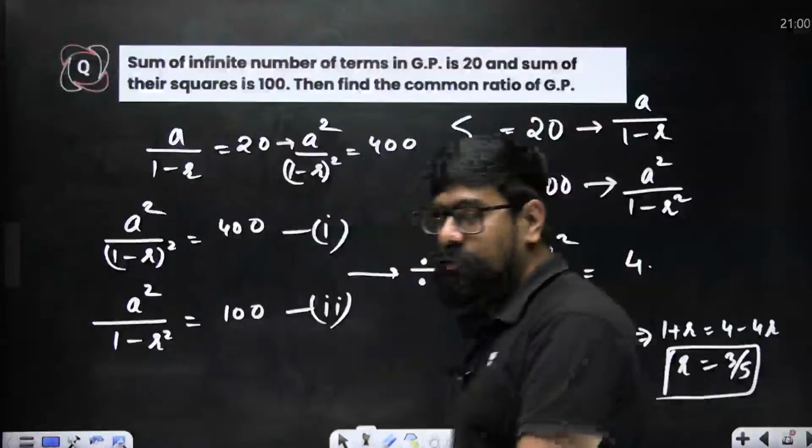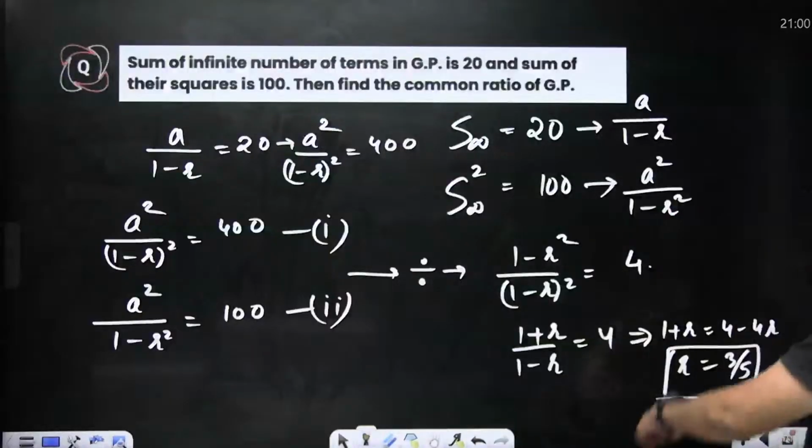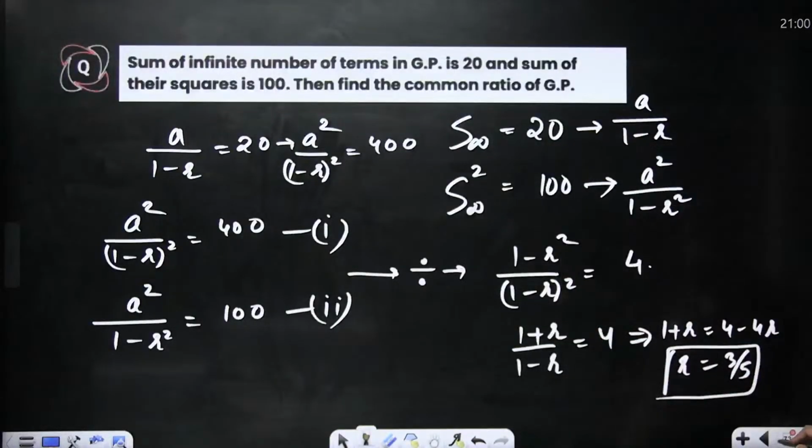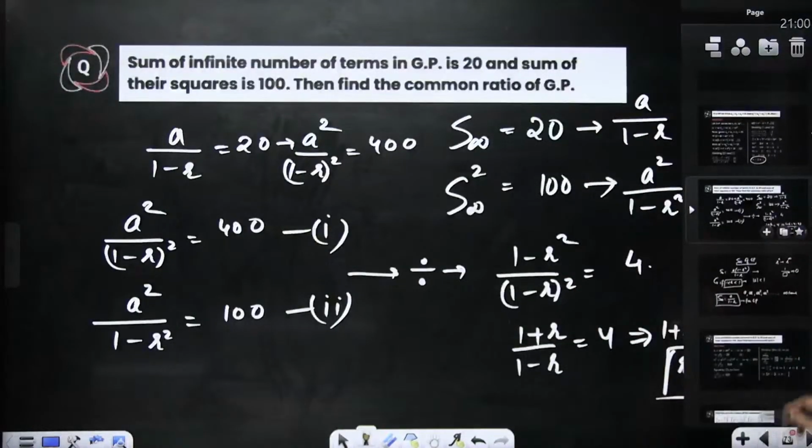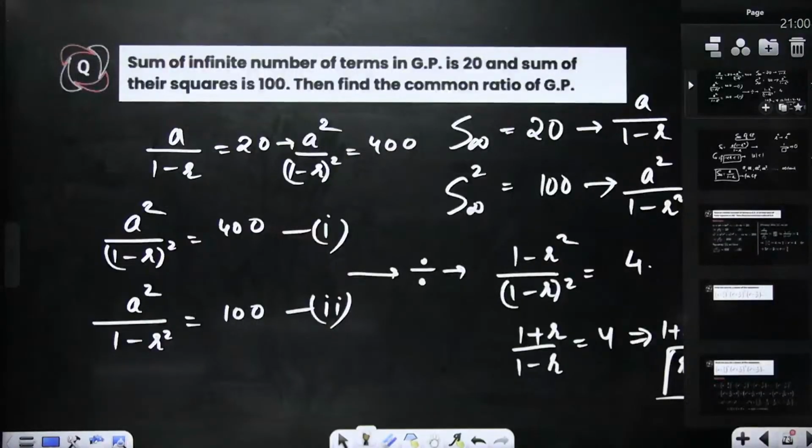And we can see also r is between 1 and minus 1. That is why sum of infinity is possible. Otherwise, sum of infinity is not possible. Correct? Okay.